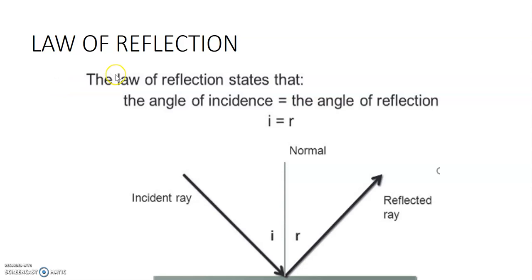Now, the law of reflection. What does the law of reflection state? The law of reflection states that the angle of incidence is equal to the angle of reflection. I is always equal to R. So the angle at which the light is incident on the surface or the boundary is equal to the angle at which the light gets reflected off. It means, for example, if this is 40 degrees, R will also be 40 degrees.